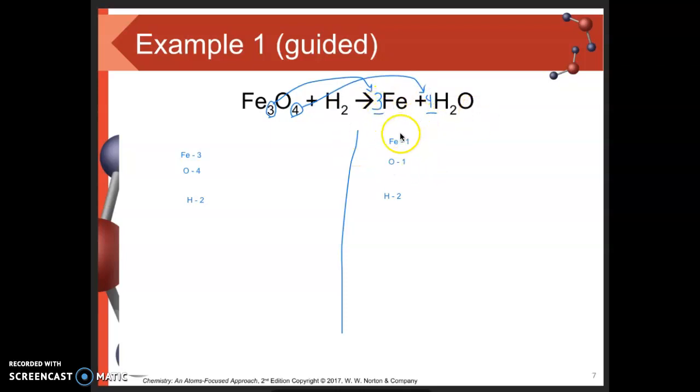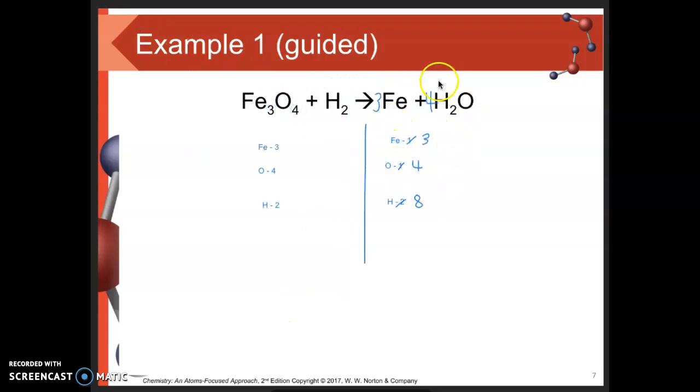I've now changed coefficients, so I need to change my numbers. I now have 3 irons. I now have 4 oxygens. And in the process of changing this, I've changed my hydrogens as well. I now have 4 times 2 for a total of 8 hydrogens on the product side. So this subscript shift has balanced my iron and has balanced my oxygen, but has thrown the hydrogen out of balance. Luckily, pretty easy fix.